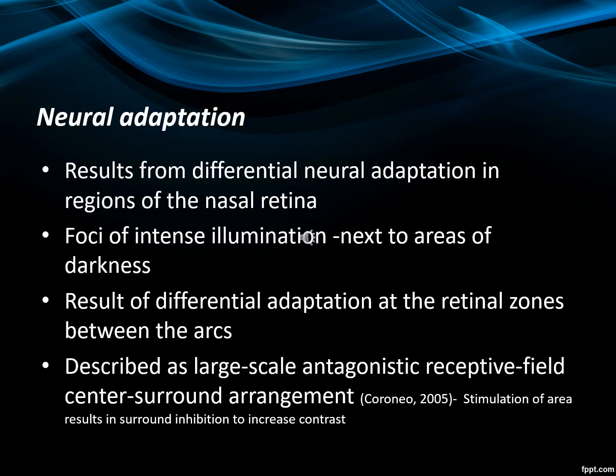Neural adaptation is hypothesized to play a role in negative dysphotopsia. One particular hypothesis is that there is this large-scale antagonistic receptor field center surround arrangement. In other words, the stimulation of an area of the retina results in surround inhibition, and therefore there's a larger contrast between the retina that is illuminated next to retina that's not illuminated, and therefore the shadow occurs.